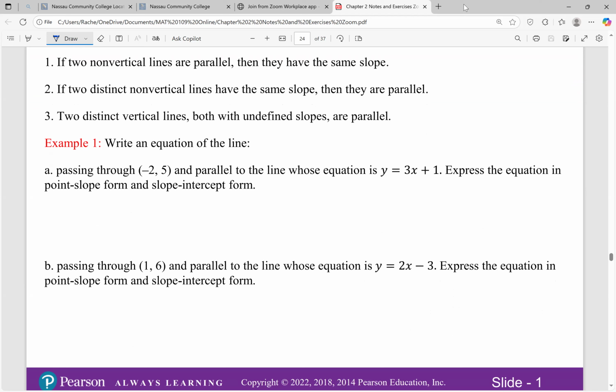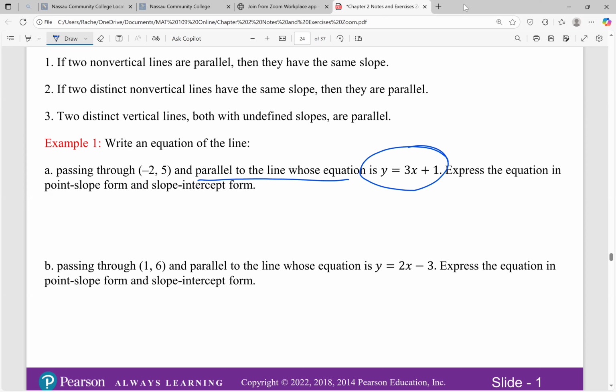So let's look at example 1. Write the equation of the line that passes through (-2, 5) and that's parallel to the line whose equation is y equals 3x plus 1. And we'll express the equation in point slope form and slope intercept form. So we want to write the equation of a line that passes through the point (-2, 5), and it has to be parallel to this line, y equals 3x plus 1.